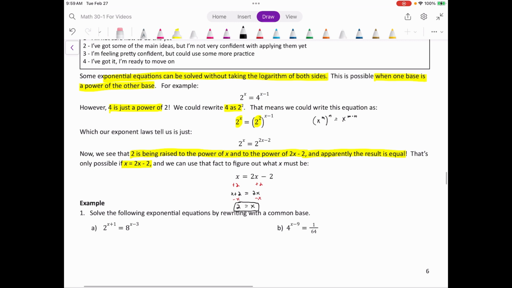We can check our work. 2 to the power of 2 is 4. 4 to the power of 2 minus 1, well, 2 minus 1 is 1. So 4 to the power of 1 is 4. 2 squared does equal 4 to the power of 1, right? 4 equals 4, so it worked.